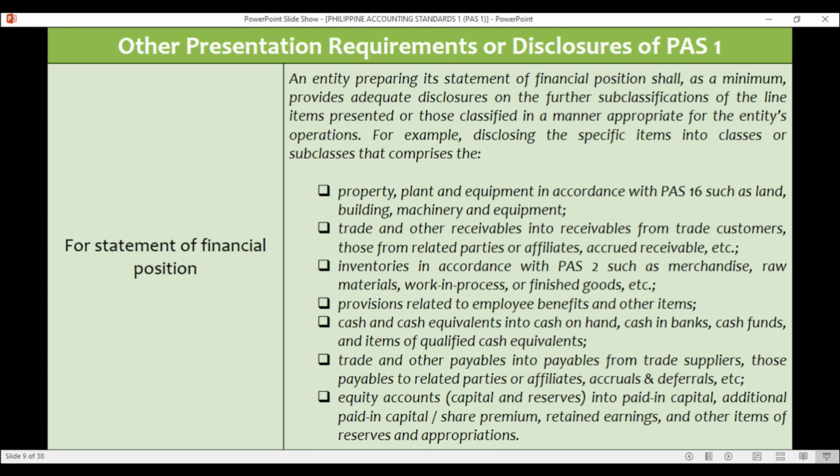Trade and other payables into payables to trade suppliers, payables to related parties or affiliates, accruals, and deferrals. Equity accounts, capital and reserves, into paid in capital, and the additional paid in capital or the share premium, retained earnings, and other items of reserves and appropriations.